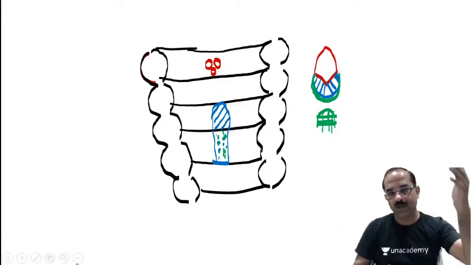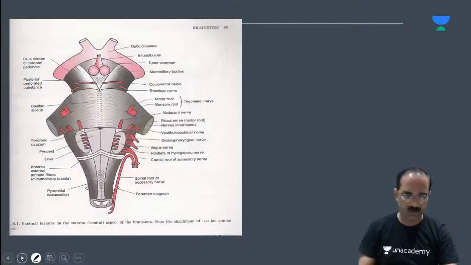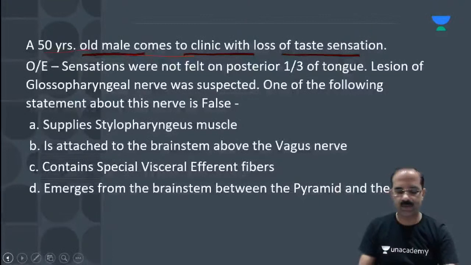So this is going to form the structure of the tongue. The muscles of the tongue are derived from occipital myotomes. Occipital myotomes. So muscles are derived from occipital myotomes. Fine. So I just quickly told you the tongue.